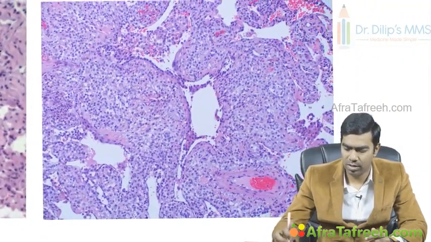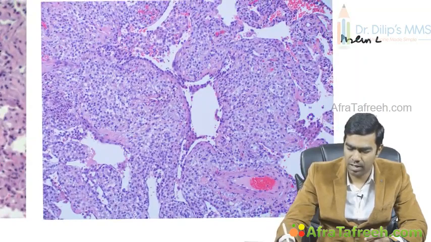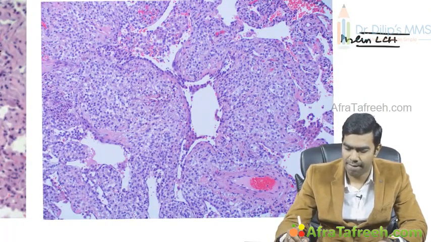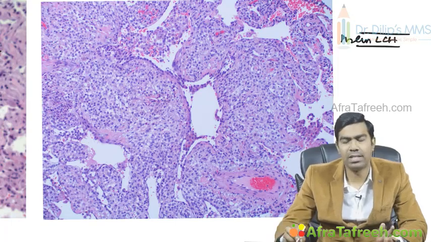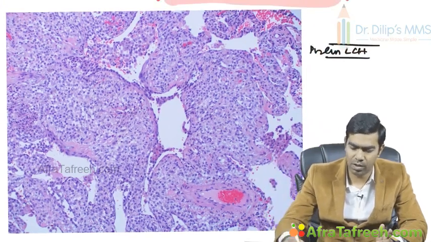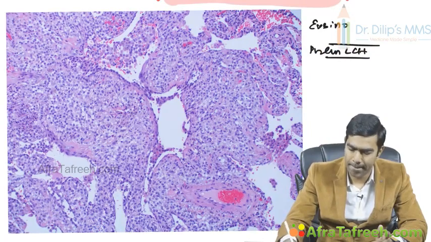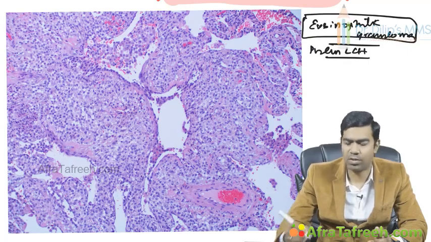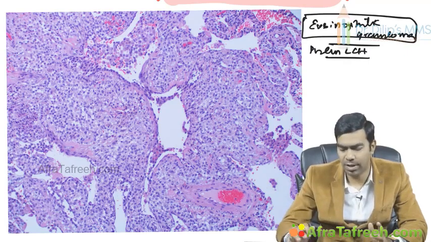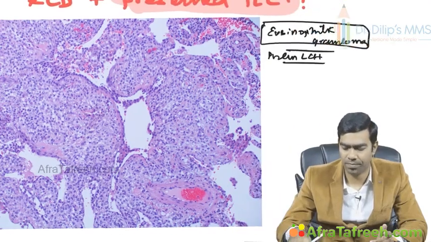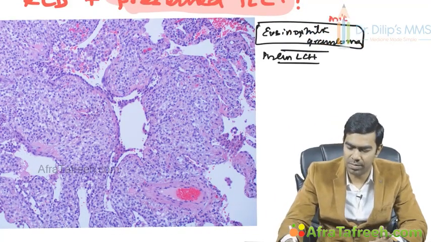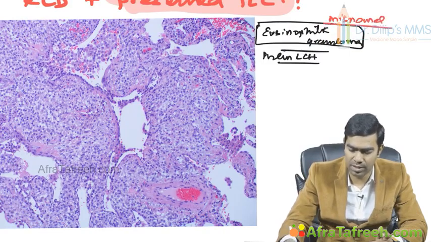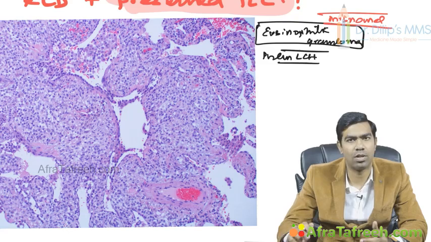Then the third one, this is pulmonary Langerhans histiocytosis. Previously it was called eosinophilic granuloma. Why it was called eosinophilic granuloma is the fact that there will be accumulation of eosinophils in the involved area. So this name is initially a misnomer. It was kept because they saw a lot of eosinophils in that area, so they thought this disorder is due to eosinophils. But actually it is not due to eosinophils.